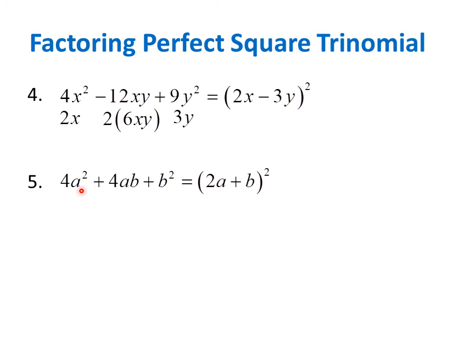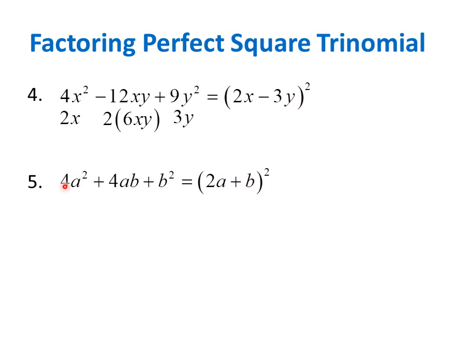Lastly, what if we have to factor the trinomial 4a squared plus 4ab plus b squared? Do we have a common monomial factor? No, because the coefficient of this b squared is only 1. Is this a perfect square trinomial? Let's check. Can we get the square root of 4a squared?